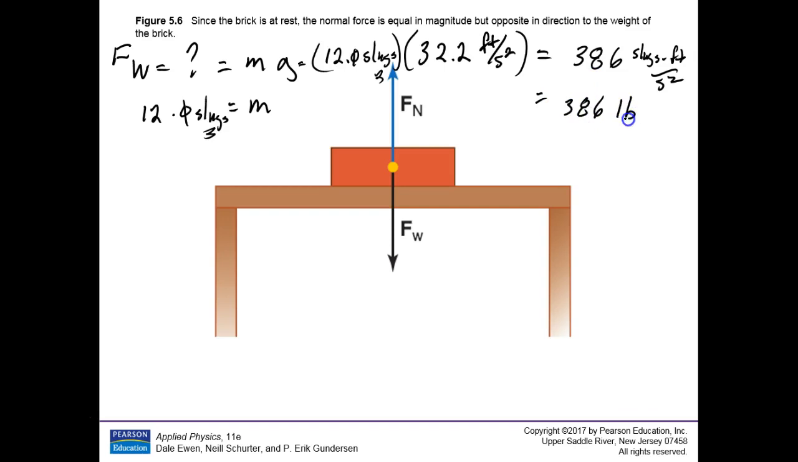386 pounds. Okay? Now, if you hadn't noticed, a slug is a pretty large mass. 12 slugs is already 386 pounds. That's about an average Alabama lineman, right? No, I'm sorry, I didn't say that. Okay? That's pretty big. And so a slug is a pretty large unit. Okay? And they got 386 as well. Good for them.